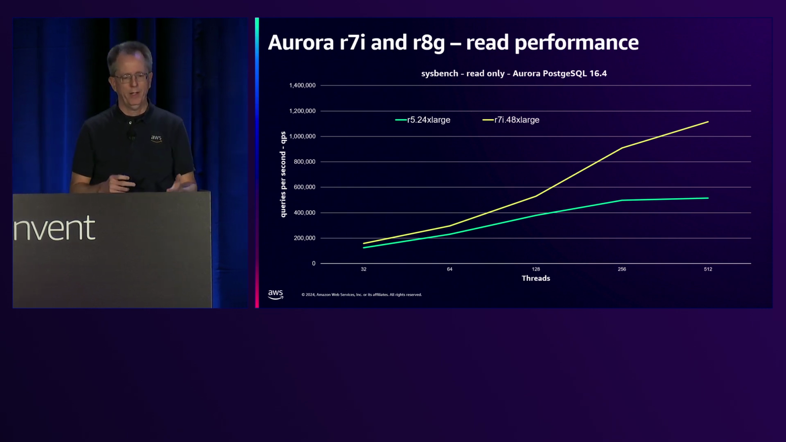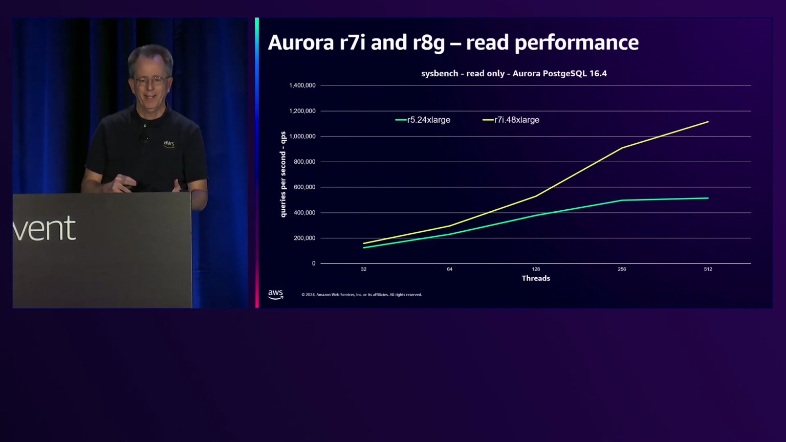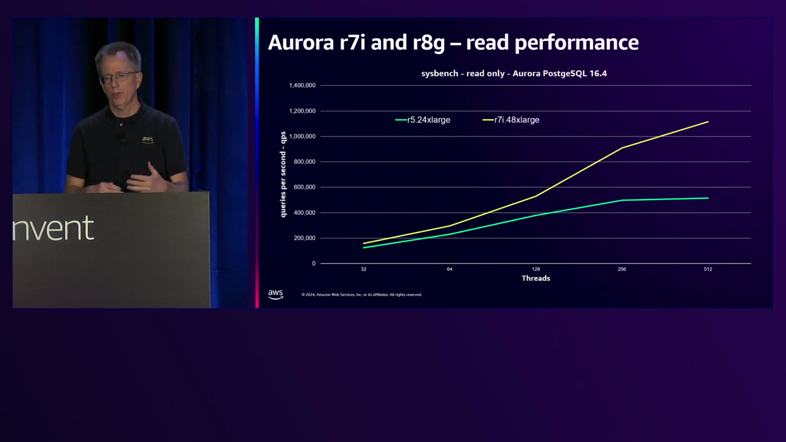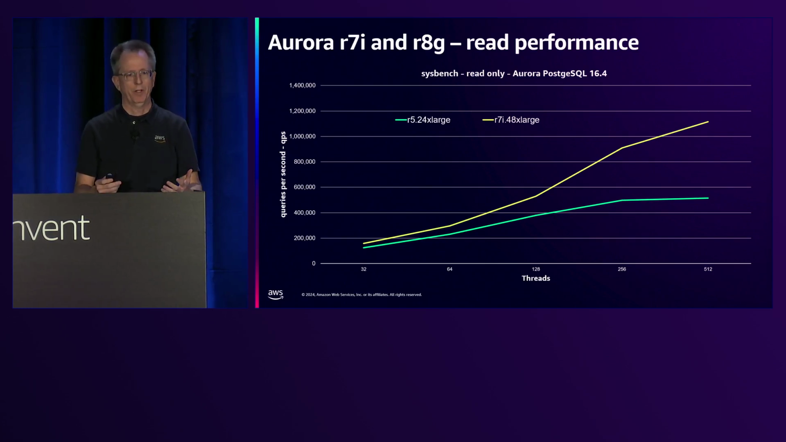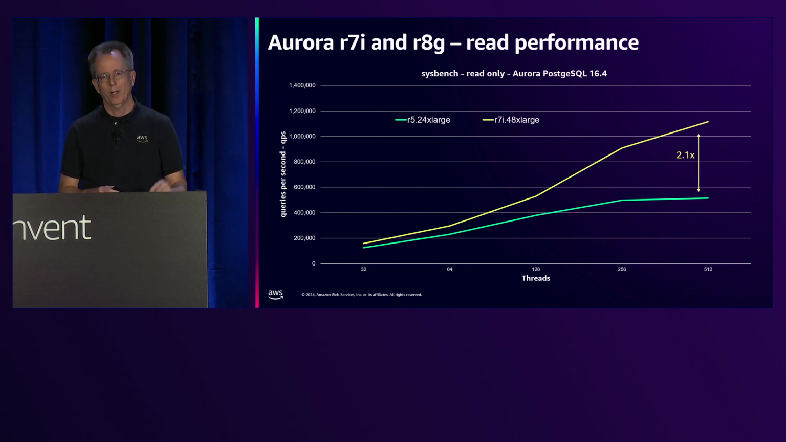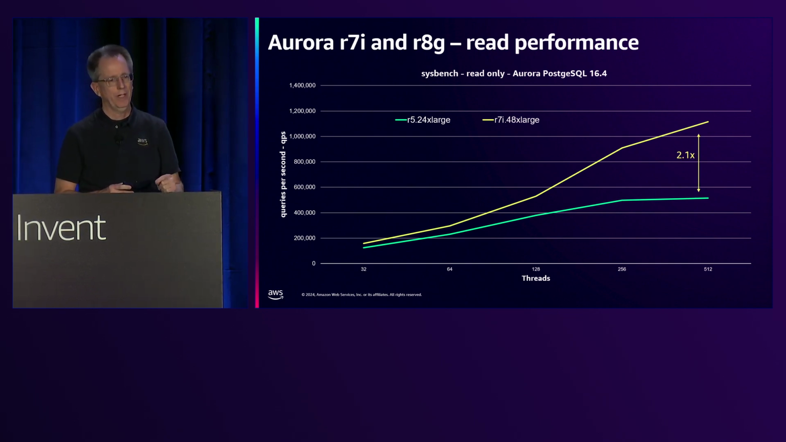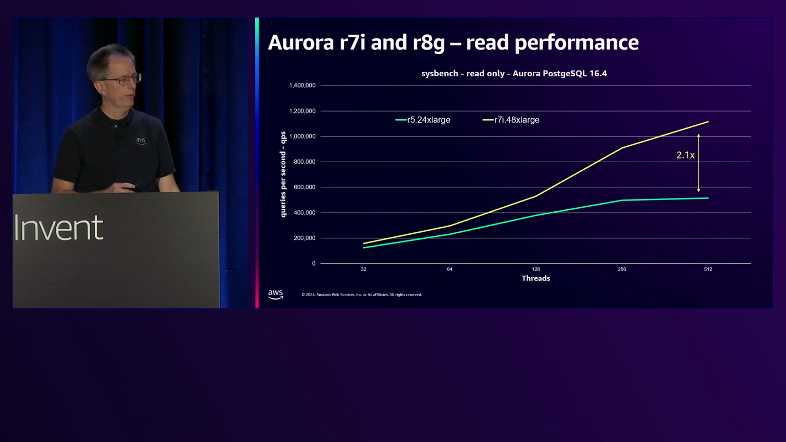So the blue line, or the green line, is an R5 24XL. This was the biggest box we had a number of years ago, right? And now the new R7i 48XL, so twice as much memory, and guess what? We're now getting 2 times the scalability on reads. So anyone that says, hey, scalability on relational databases is dead, no. We're still getting bigger boxes, we're still getting more scale, it's great.